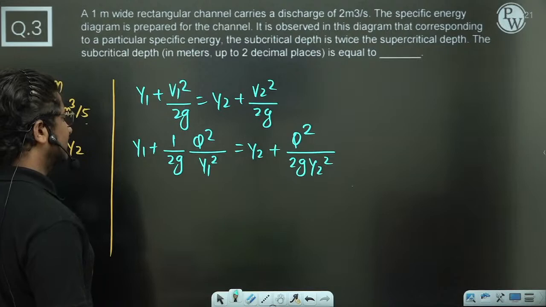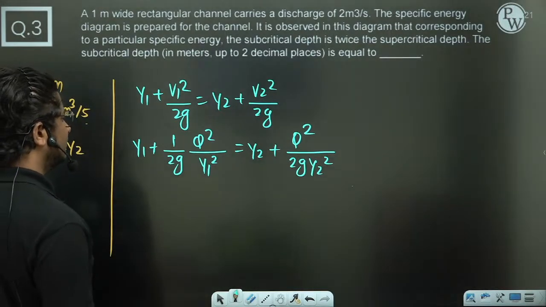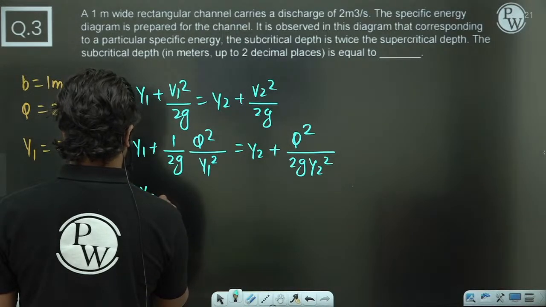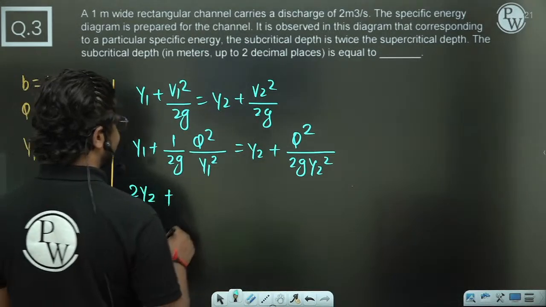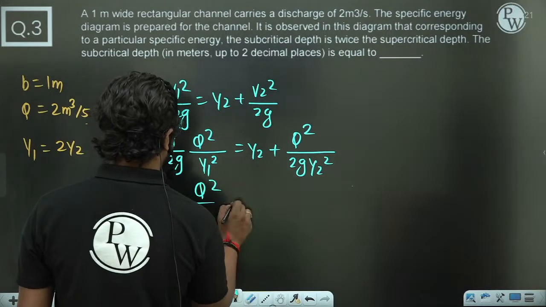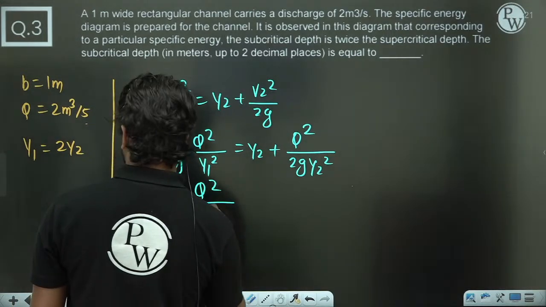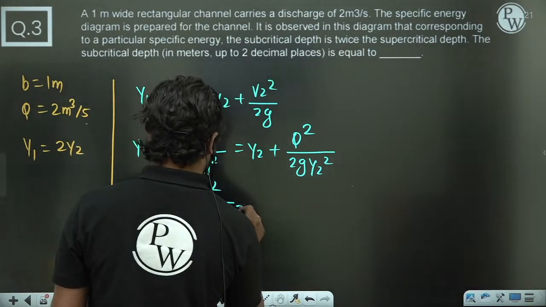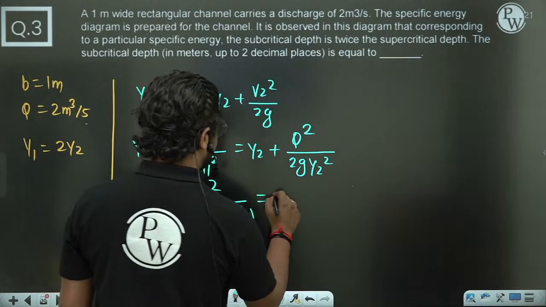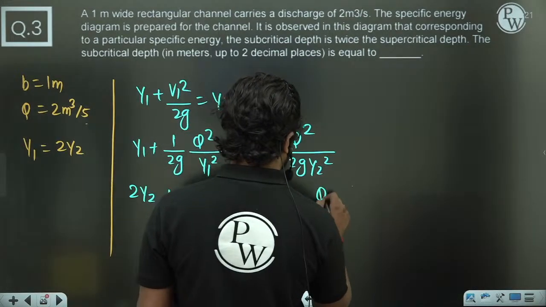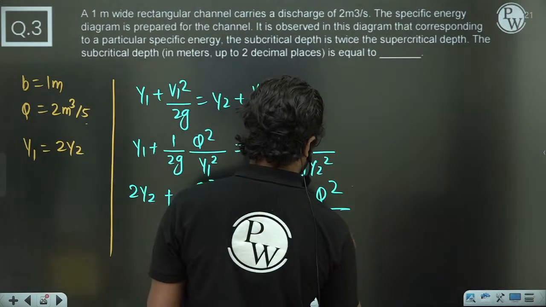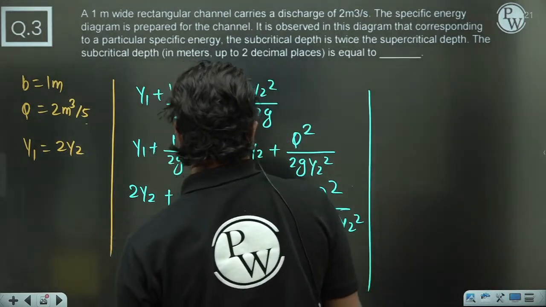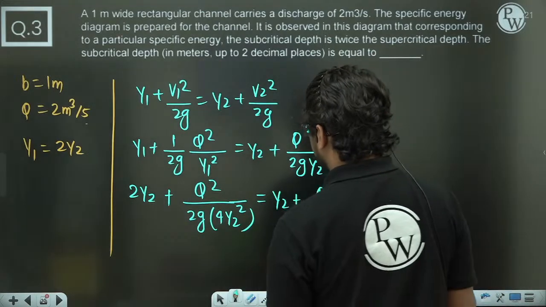Now in place of these things, whatever we can write, just write it down. Like y1, in place of y1 I can write 2y2 plus 2q square upon 2g, in place of y1 I can write 4y2 square, y2 plus 2q square upon g y2 square. Okay. Now again things which we can cancel out.